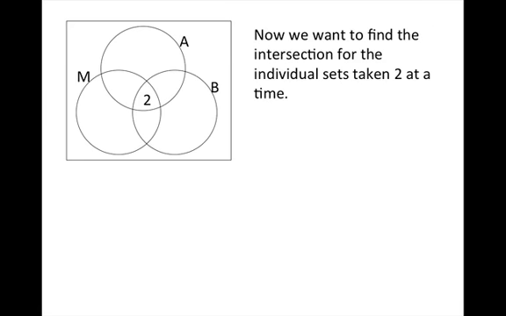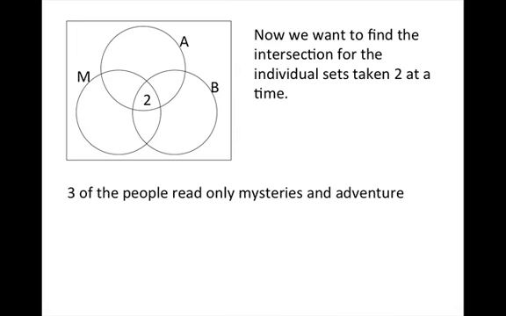Now I want to find the intersection for the individual sets taken 2 at a time. This time the wording was just a little bit different. It says 3 of the people read only mysteries and adventures. It doesn't say that 3 read mystery and adventures. It says only mystery and adventures. So this time when I'm looking at that 3, it's not including the people that read biographies. So this part of the intersection, just the M and the A, but not including the B, will contain 3.